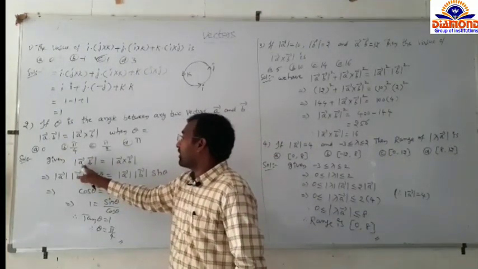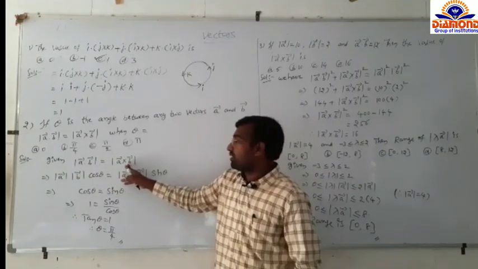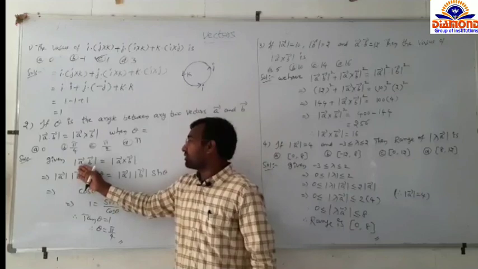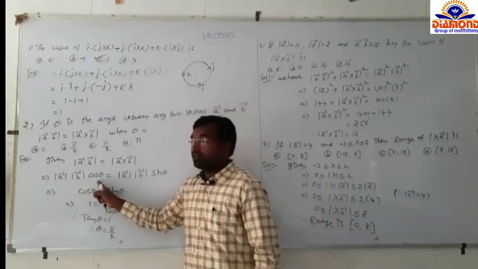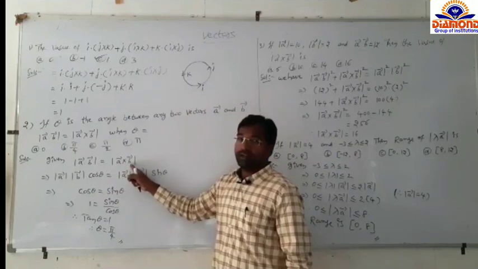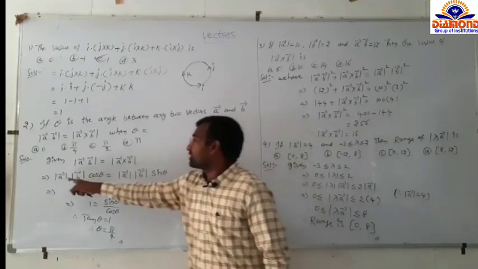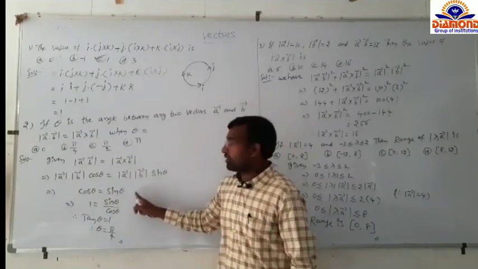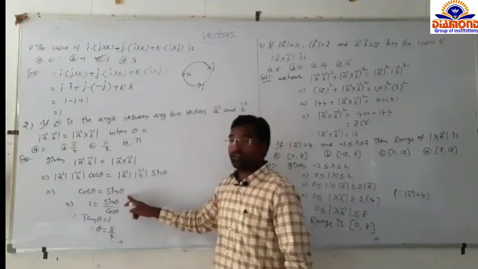Now take the given condition: modulus of a dot b equals modulus of a cross b. Already we have the formula for the dot product: a dot b equals mod a mod b cos theta, equal to modulus of a cross b, which is mod a mod b sin theta. On both sides mod a mod b cancel. The remaining value: cos theta equals sin theta.